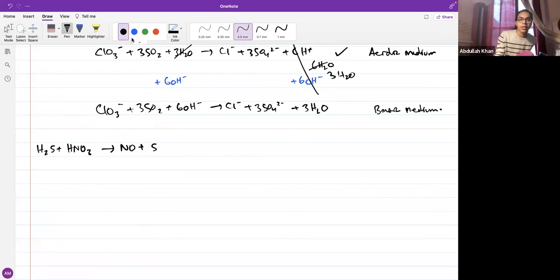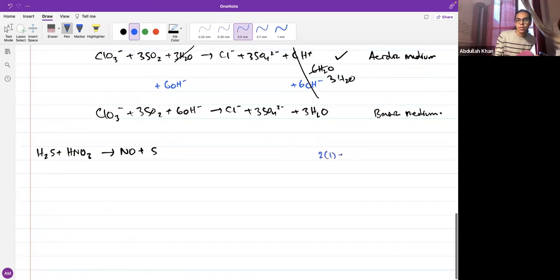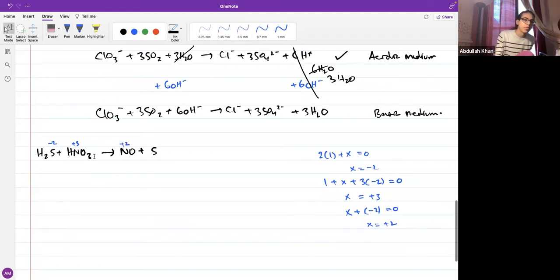Cool. So H2S, hydrogen's boring, sulfur is interesting. So 2 times 1 plus X is 0 because it's neutral. So X is -2. Let's do -2. HNO3, hydrogen is boring, 1, nitrogen's interesting, oxygen's boring. Equals 0. So that's X equals 4 minus 1 plus 3. And for NO, X plus -2 is 0. X is plus 2. And sulfur is just alone with no charge. So that's a 0 charge. All right.